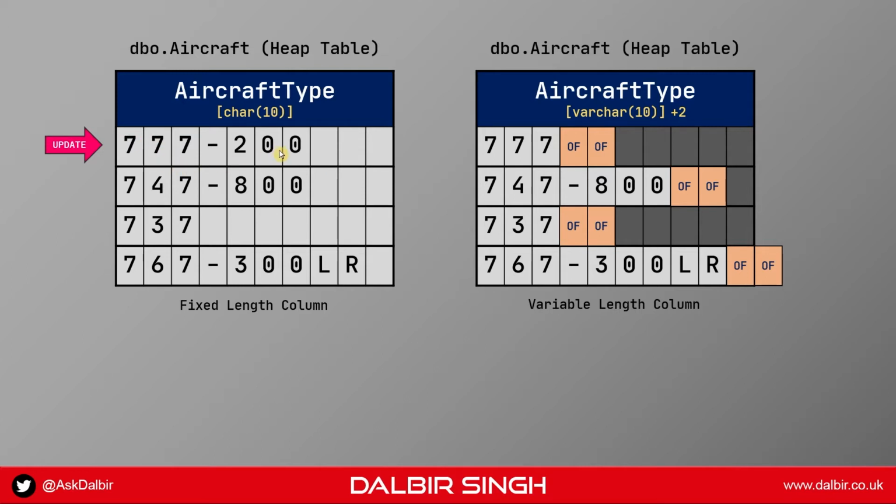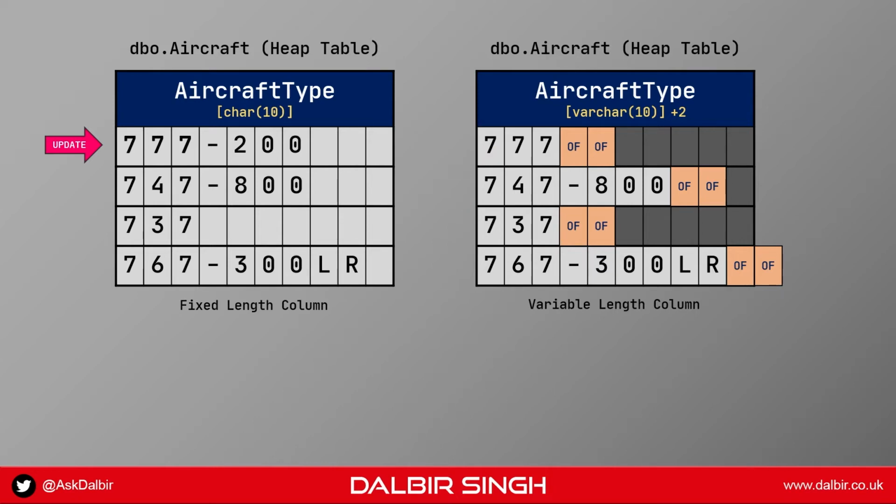But if we try and do the same thing on the row in the varchar table, you can already see an issue. We've only got 3 bytes of storage allocated. So the larger string, 777-200, will not fit. So what do you think SQL Server will do?